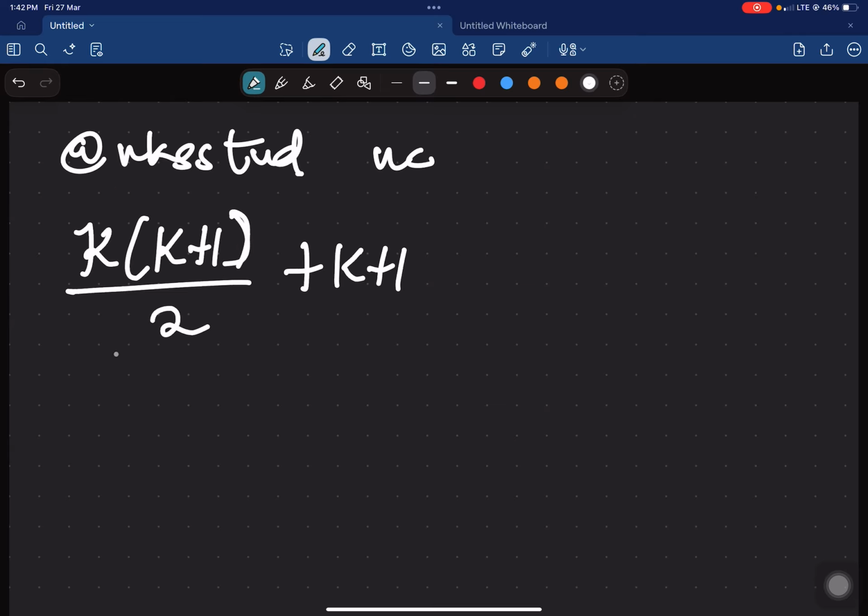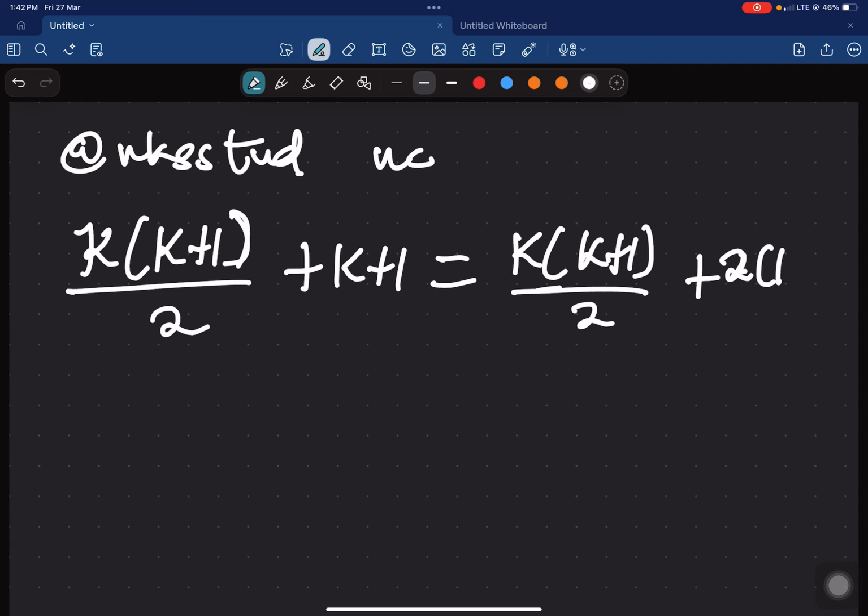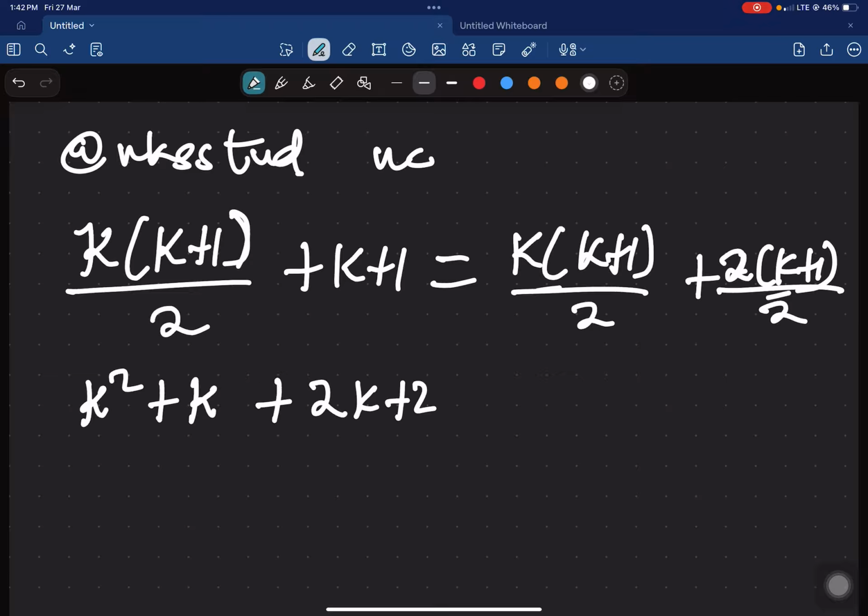When we expand this, we'll have K into K plus 1 over 2. We can make this all have the same denominator by multiplying this term by 2 and dividing it by 2. So 2 into K plus 1 over 2. So now let's expand everything. So this part you can expand it and we get K squared plus K, then plus 2K plus 2 all over 2.